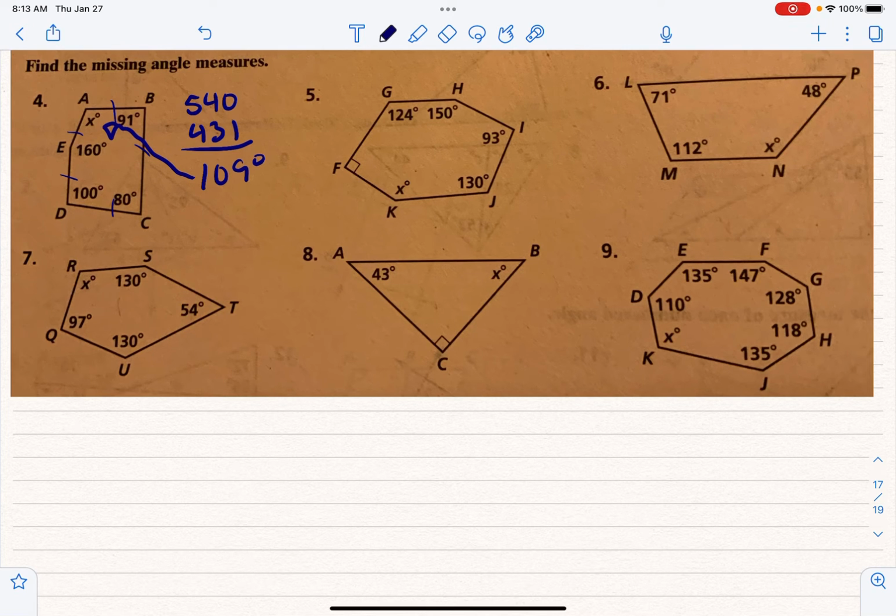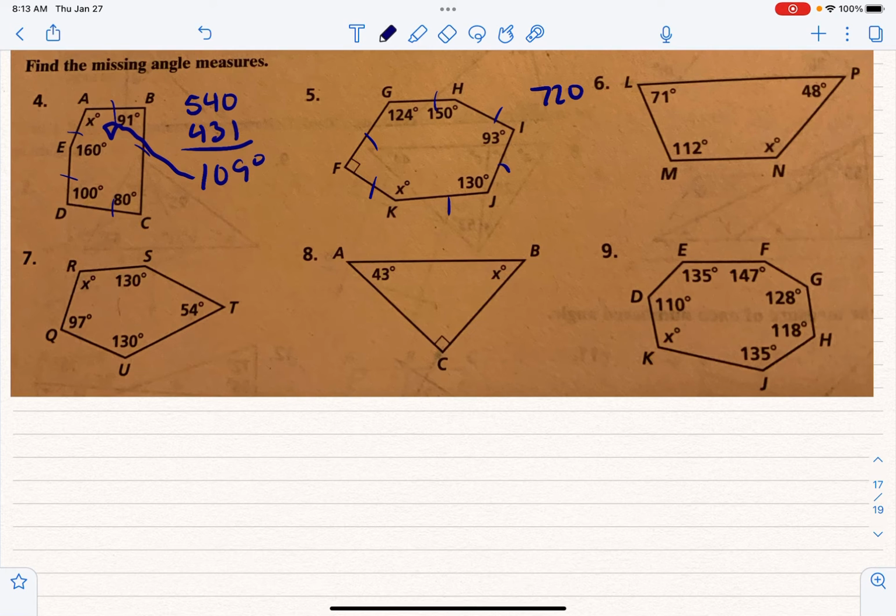All right. This next one, it's got 1, 2, 3, 4, 5, 6 sides. 6 minus 2 is 4. 4 times 180 is 720. So then I got to total up what I have. And I've got 90 and 130 give me 220. Plus 150 more gives me 370. And then plus 93 gives me 463.